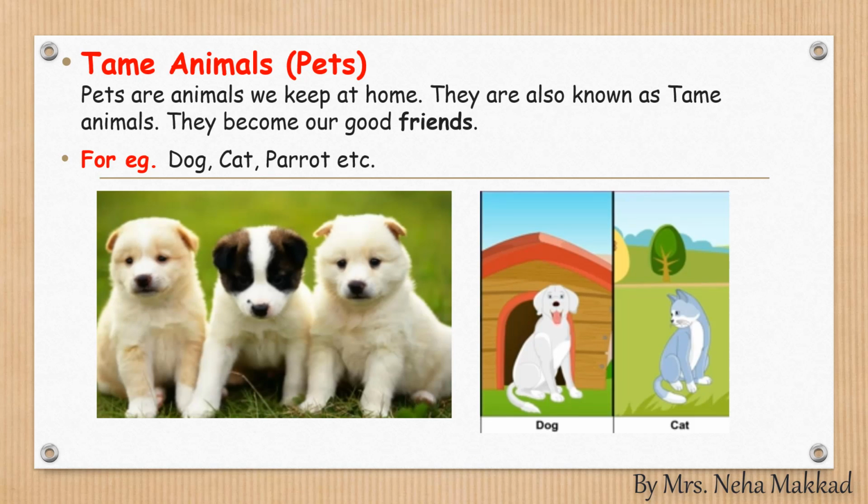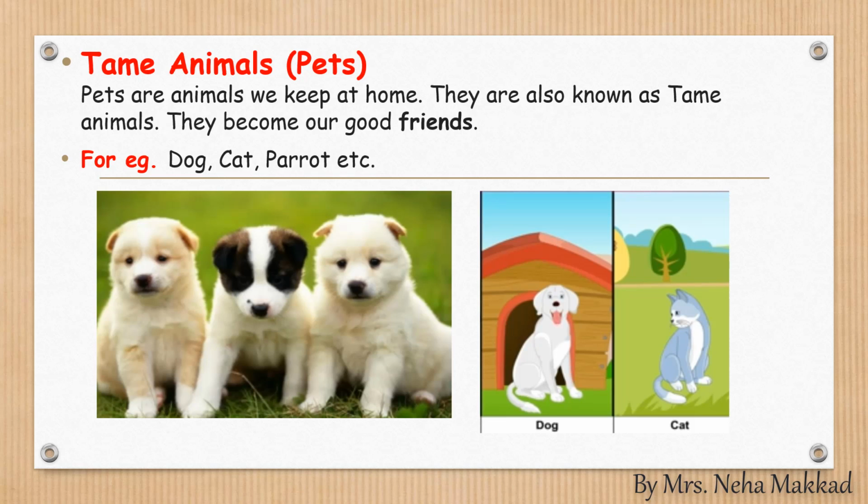Now children, there are 3 specific types of animals. Firstly, we will study tame animals, pets. Now let me explain to you children what is the meaning of tame. Tame means these animals are trained by the human beings.